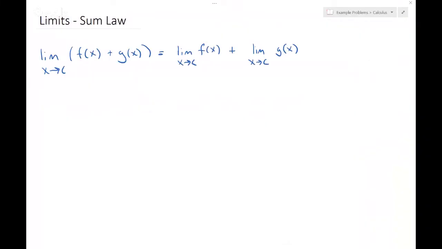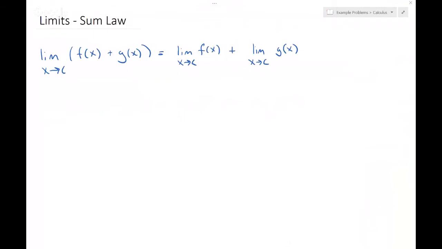In this video, we're going to go over the sum limit law, which is essentially just the property that this function here illustrates, where the limit of x approaching c of f of x plus g of x, where f of x and g of x are functions, is equal to the limit of x approaching c of f of x plus the limit of x approaching c of g of x.